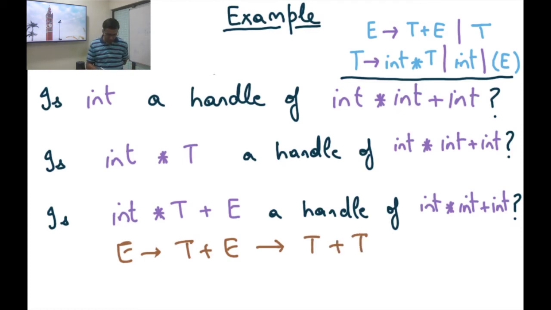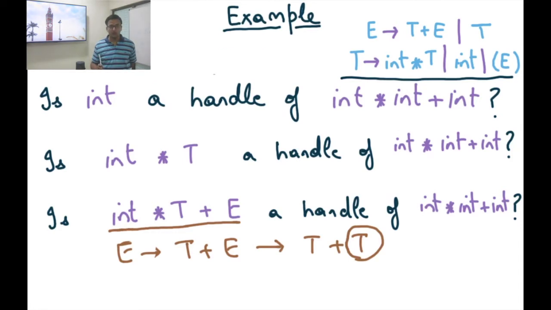Okay, but here I'm asking whether it's int star t plus e, but I have already had to derive t from e because it's supposed to be a rightmost derivation, and so I will never be in a state where I have the string int star t plus e, because the symbol at the right of plus is already a t, and without a parenthesis I won't be able to get back to an e, and I don't have a parenthesis in int star int plus int. So I won't be able to have a situation where I have int star t plus e ever in this state of the derivation.